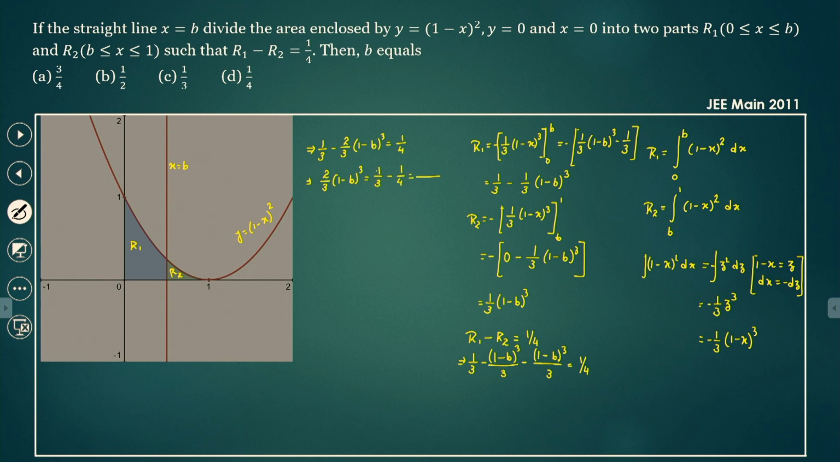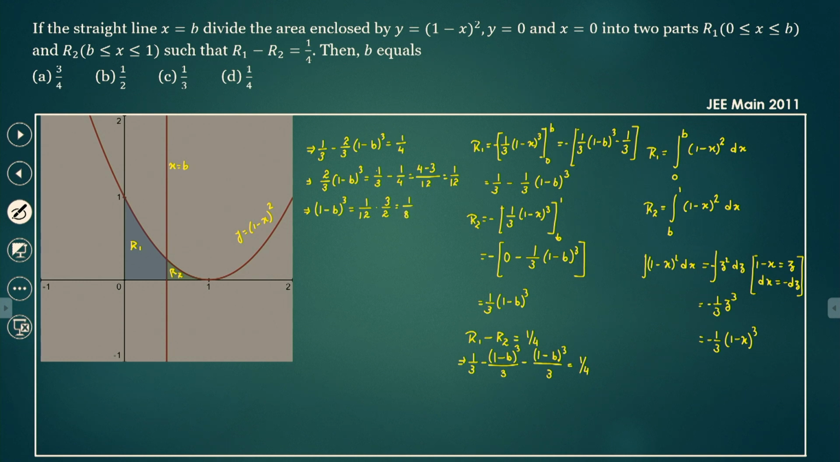So 12 is the LCM. We'll get 4 minus 3, that gives me 1 by 12. So doing the cross multiplication, we'll get 1 minus b whole cube equal to 1 by 12 into 3 by 2. So that gives me 1 by 8.